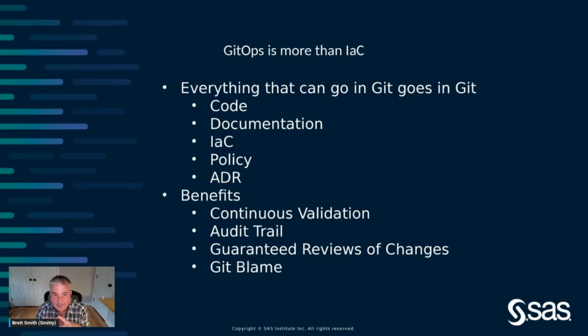And that is, what if we use GitOps for everything? Okay. I'm talking documentation. I'm talking your code. I'm talking infrastructure as code. I'm talking your policy, your ADRs. All of it is in Git. And I know you're going, well, that's kind of crazy. Why are you putting all that in Git? Well, so take documentation.